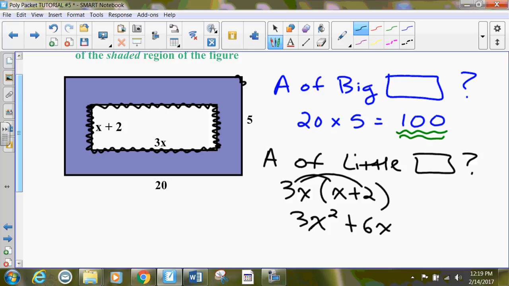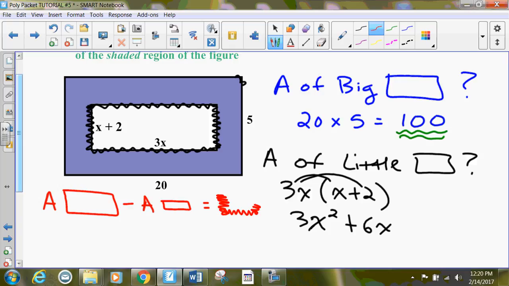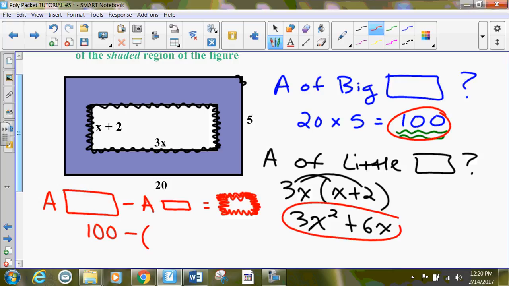All right, so are we ready to put this all together? To get the area of the shaded region, we take the area of the big rectangle and we lift out or subtract the area of the little rectangle. And that's going to give us just the shaded part that's left that they're asking us for. Okay, so here we go. Area of the big rectangle is 100. Area of the little rectangle is this whole thing. So when I subtract it, I'm going to put my answer in parentheses.